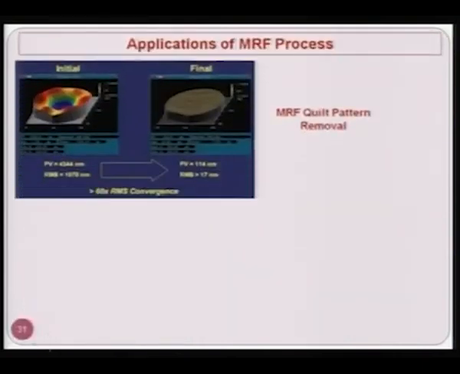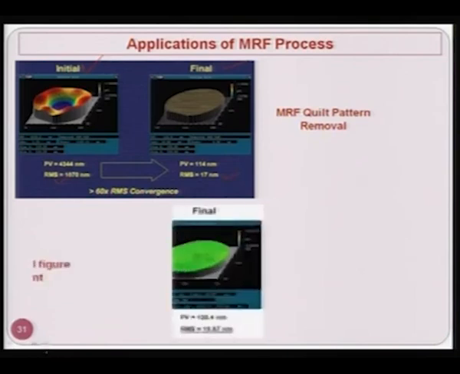Now, here is MRF quilt pattern removal. You can see the initial surface before finishing and the difference between this surface and the finished surface. Flatness is clearly visible, and you can see the difference between the two surfaces. Now, RMS values are also very different. Here the RMS value is 1070 nanometer, while in the finished surface it is only 17 nanometer.